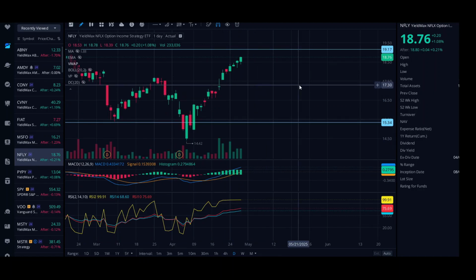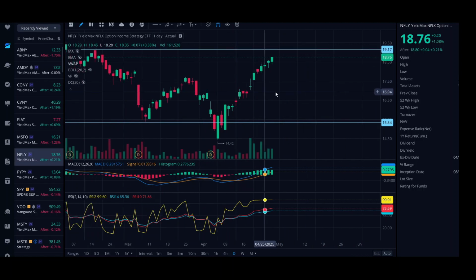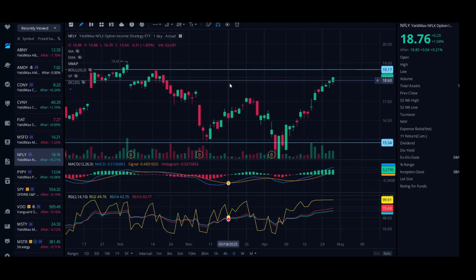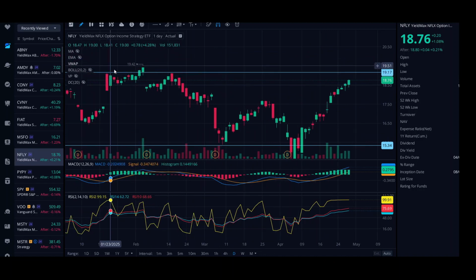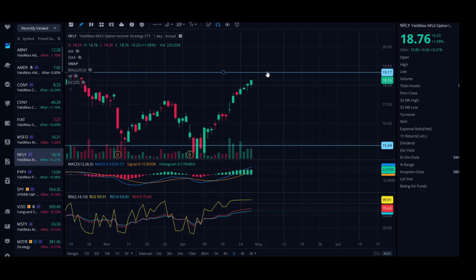NFLY. So here is the support line at NFLY at 15.34, and I've got a resistance at about 19.17, and I'm pulling that from over here where it tapped it right here, and it was tapping it right here as well. So if we can get up above that $19.17, we might get a nice little pop up with NFLY, which would be a good thing.